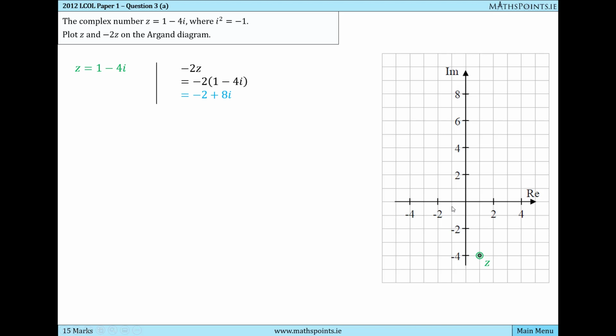So on the real number line we go back to minus 2, and then we're going to go up 8 on the imaginary number line. And that is the complex number minus 2z.